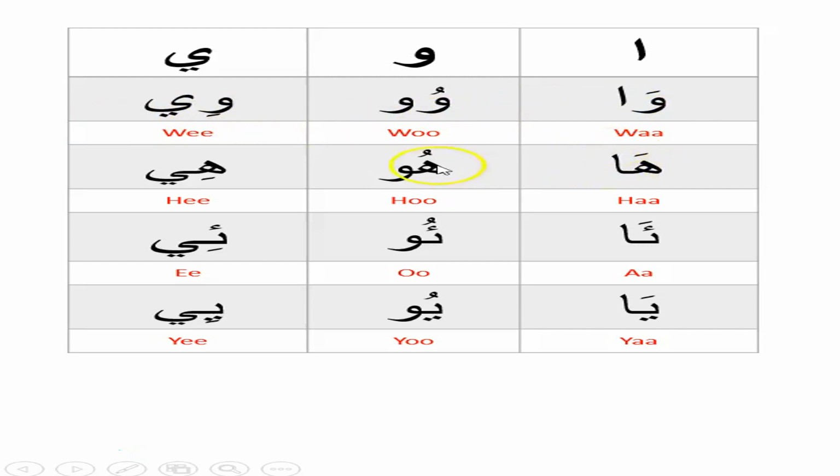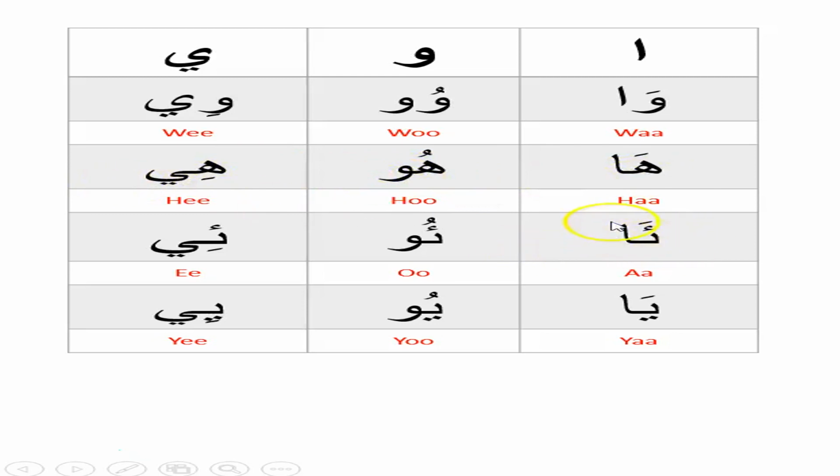Now what are we noticing? There's no sakin on these. There's no haraka on these. These are inherently sakin, intrinsic sakins, because they're madd. Ha, hu, hi.